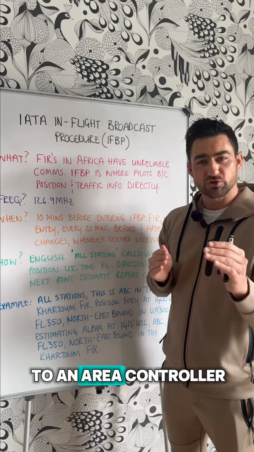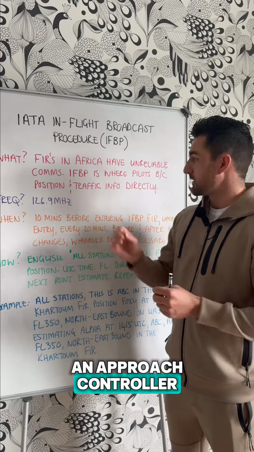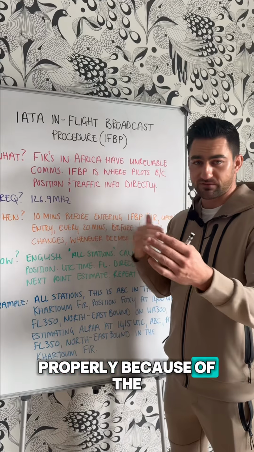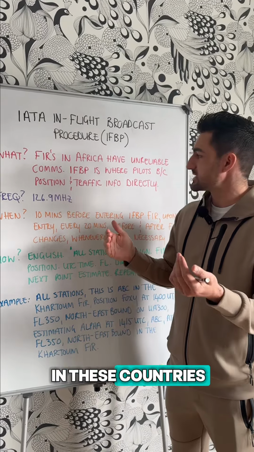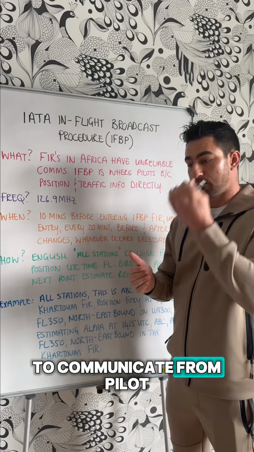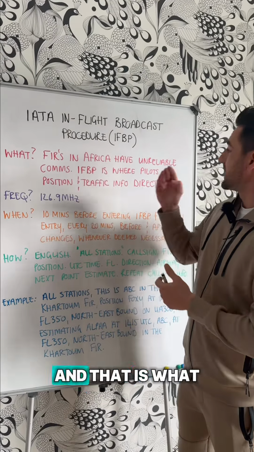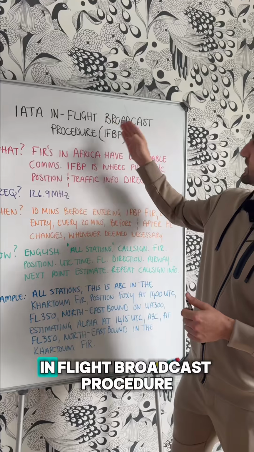If you're talking to an area controller or an approach controller, then typically you can't get hold of them properly because of the lack of equipment that they have in these countries. And that's why we need to be able to communicate from pilot to pilot, or from aircraft to aircraft. That is what we call the IATA in-flight broadcast procedure.